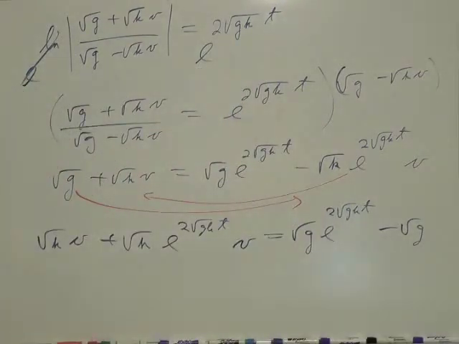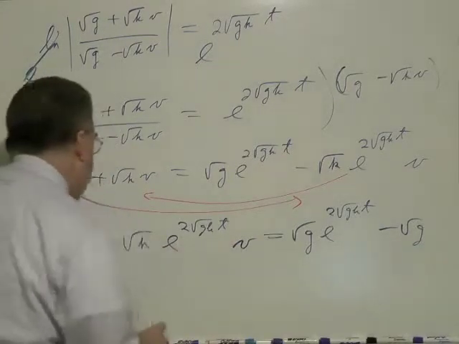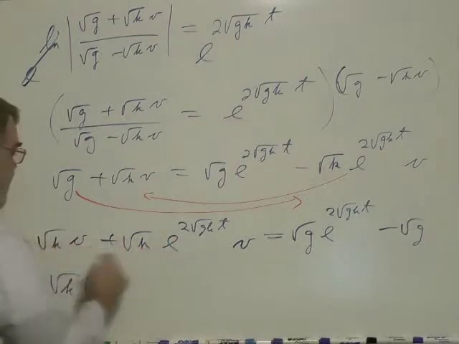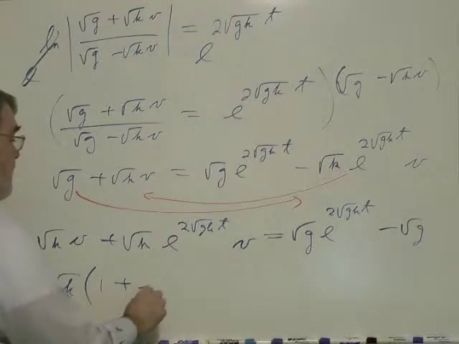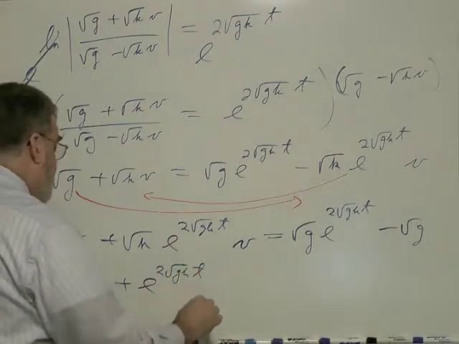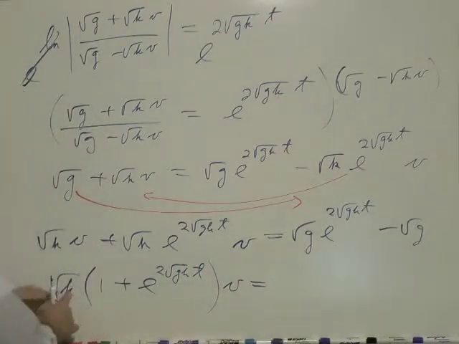Alright, so that looks pretty messy, but one thing we can do here is to factor out the square root of k and factor out v. So I get the square root of k times, and I'm going to factor out v also, so that'll leave us a 1 in this part. 1 plus e to the 2 square roots of gk times t, and then times v. So we factor out the square root of k and v. We're left with this term.